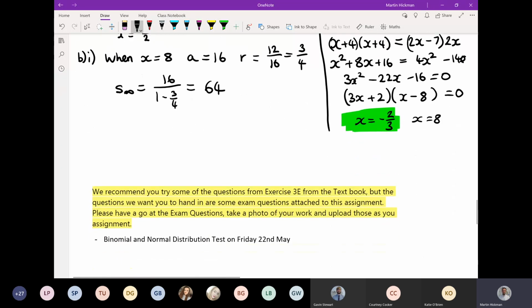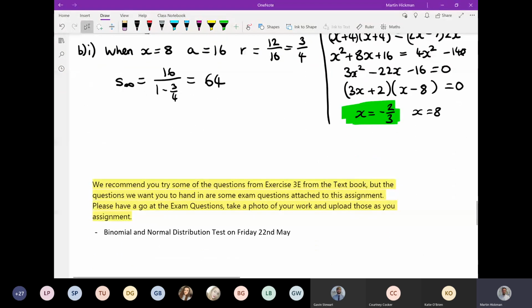Just to tell you what you're doing next, it is going to be some more exam style questions that we want you to attach, but please do still have a go at exercise 3E from the textbook. Don't just limit yourself to doing exam questions. Make sure that you do a full hour and 10 minutes of work that you'd normally do in a lesson, and also the additional work that you do outside of the lessons as well.